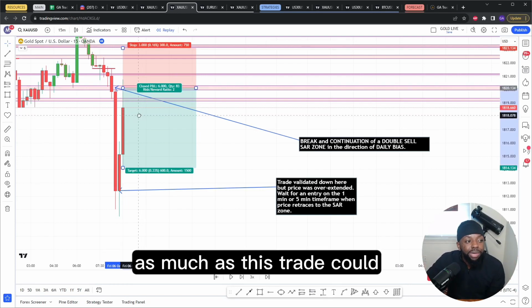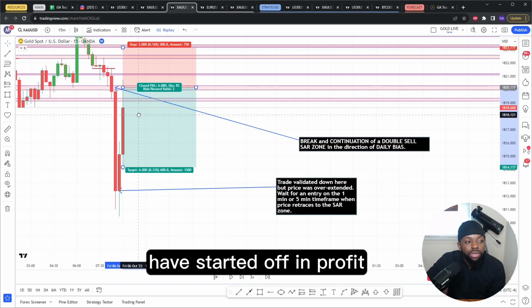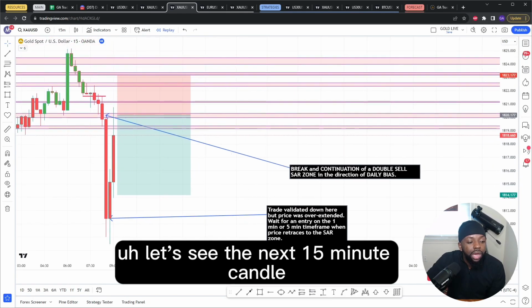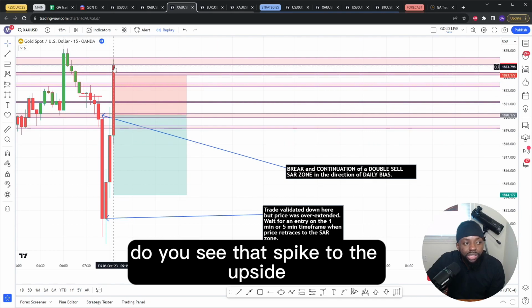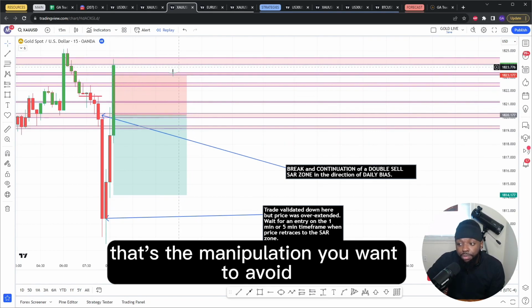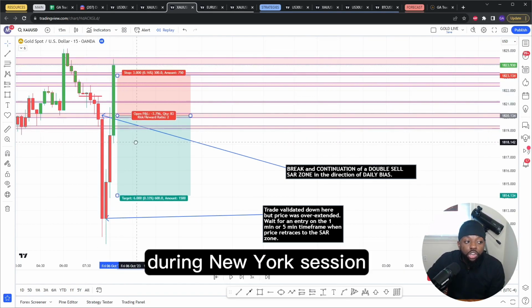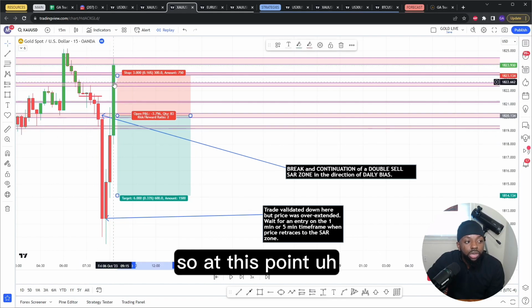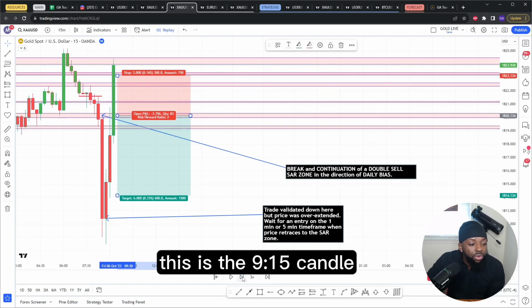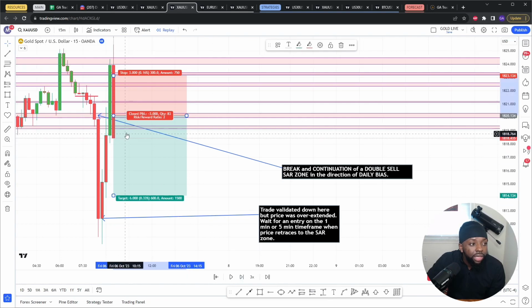Because here, as much as this trade could have started off in profit if you chose to enter on impulse, let's see the next 15-minute candle. Do you see that spike to the upside? That's the manipulation you want to avoid during New York session. So at this point, this is the 9:15 candle.